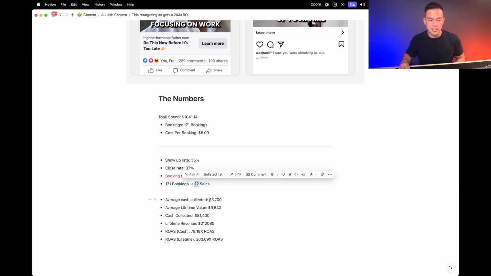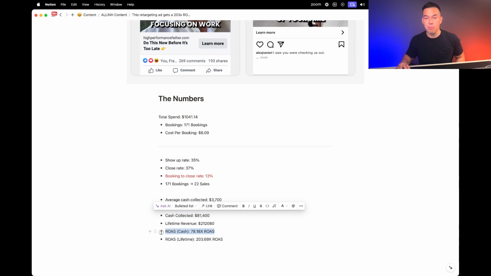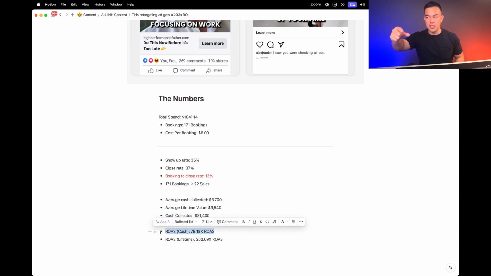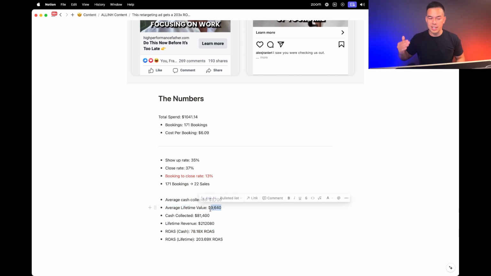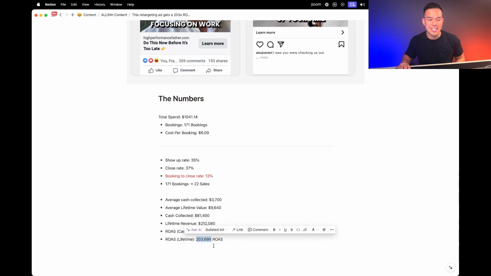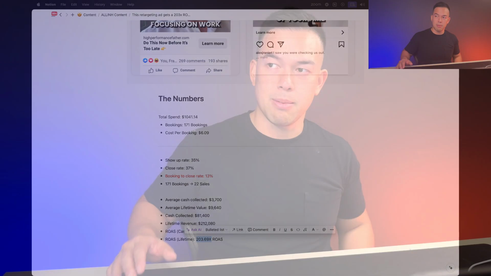If we generate 22 sales at $3,700 cash collected, the initial cash collected on this retargeting ad will be $81,400. That gives us a 78.18 return on cash collected. But if we look at the lifetime value, which is the average of what we've collected statistically over the last 7 years, we are going to generate $212,000, because $9,640 times 22 gives you $212,080. That gives us a return on advertising spend, a ROAS, of 203.69x. Basically, I've just been a nerd and run through numbers with you.